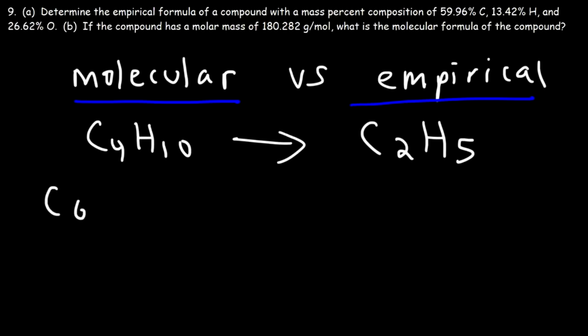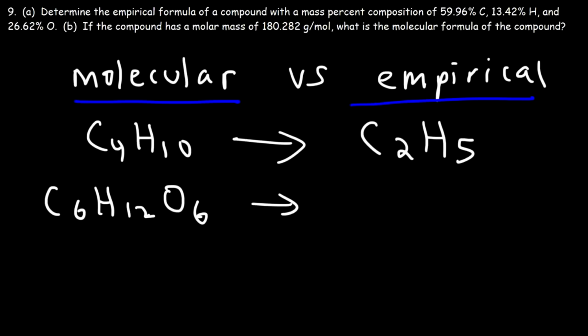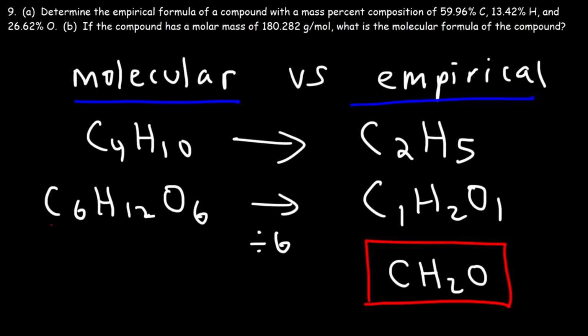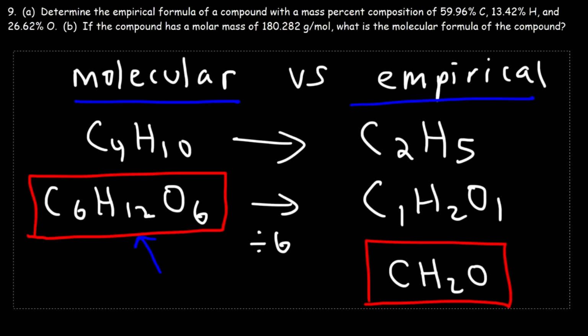So another example is C6H12O6. Given that, what is the empirical formula for this compound? Well, I could divide 6, 12, and 6 by 6. So if I divide it by 6, I'm going to get C1H2O1, which I can simply write as CH2O. And so this is the empirical formula for C6H12O6. It contains the lowest whole number ratios of the subscripts of the molecular formula. So knowing this, we can now solve this problem.